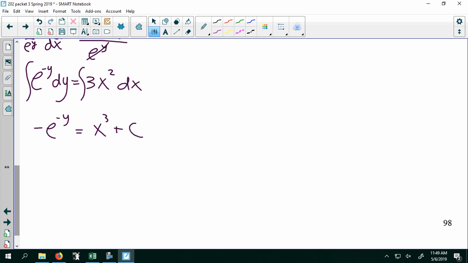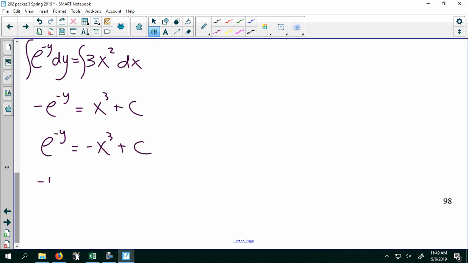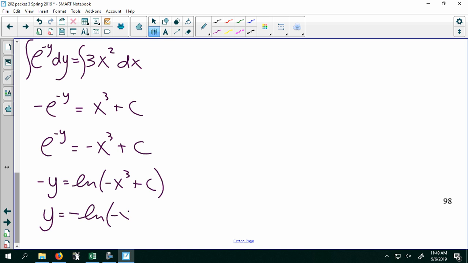And now I need to get the y by itself. I need to solve for y. So I'm going to multiply both sides by negative 1. So I have e to the negative y equals negative x cubed. Technically, it's minus c, but c is an arbitrary constant. So I'm just going to write plus c. I'm going to take the ln of both sides. So I get negative y equals the ln of negative x cubed plus c. And then I'm going to multiply both sides by negative 1. y equals negative the ln of negative x cubed plus c.